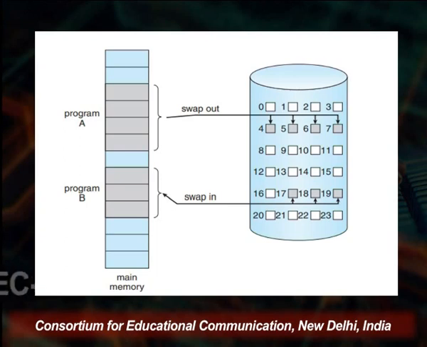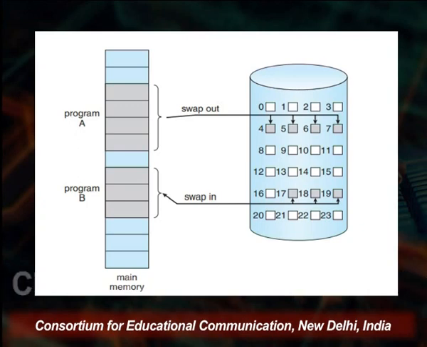So, what is happening here? Some pages of program A, for example page numbers 4, 5, 6, 7, are being swapped out, which means they are now stored on the hard disk, while the space kept vacant by program A will be utilized by program B, because pages number 17, 18 and 19 are being swapped in from the hard disk into the main memory.